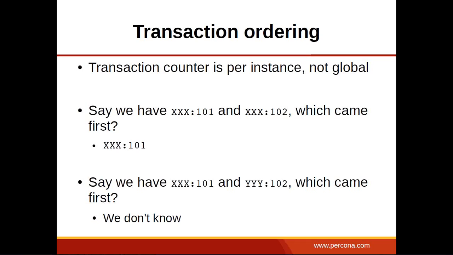So for instance, if we have GTIDs XXX101 and XXX102, we know for sure that XXX101 was executed first because it's from the same server. But if we have GTID XXX101 and then YYY102, we don't know which one came first because they were issued from different servers, so the transaction ID is incremented independently. This is something to remember.